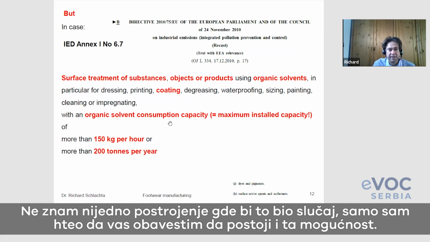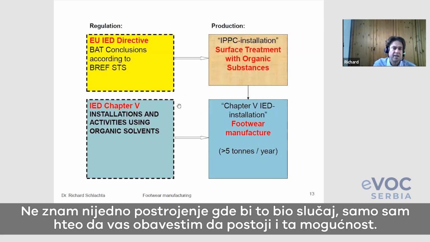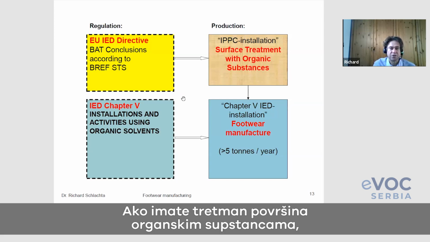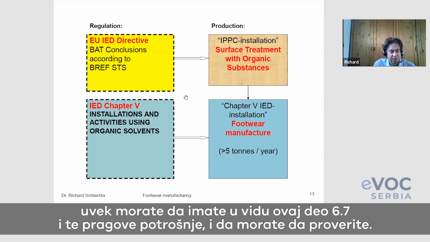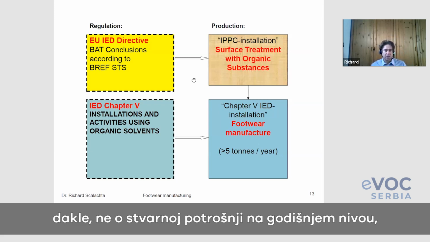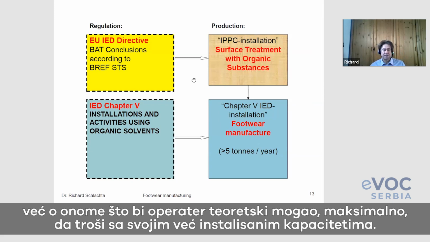I don't know any installations where that is the case, but only to inform you, you always have to check, if you have a surface treatment with organic substances, you have to keep in mind this number 6.7 and the thresholds. And important is that it is the installed capacity. So it is not the normal consumption, the real consumption per year, but what theoretically an operator could maximally do, or has already installed as a maximum.